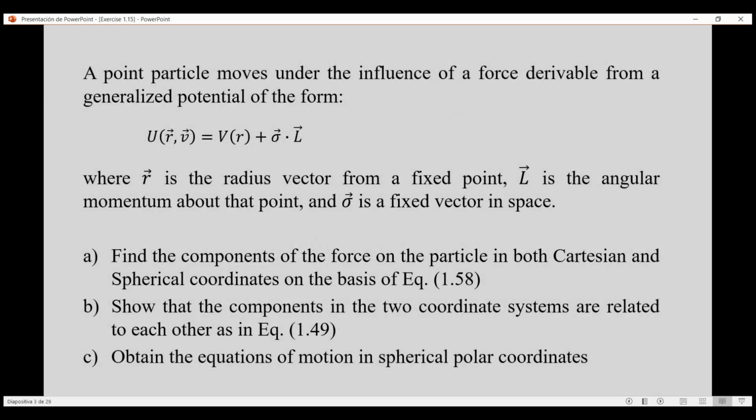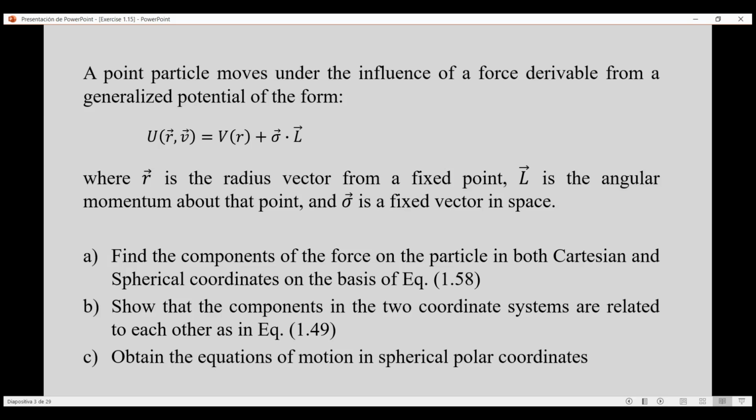The problem states as follows. A point particle moves under the influence of a force derivable from a generalized potential of the form capital U depending on r vector, v vector velocity, equal capital V depending on the radial coordinate plus scalar product of sigma and capital L, where r is the radius vector from a fixed point, capital L is the angular momentum about that point, and sigma is a fixed vector in space. Quantum enthusiasts might have recognized immediately this term as spin orbit.